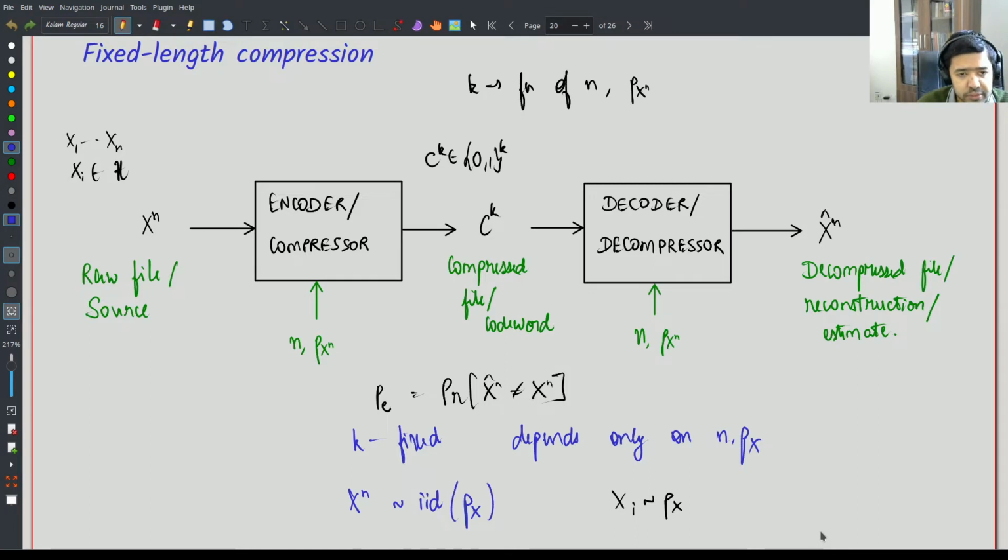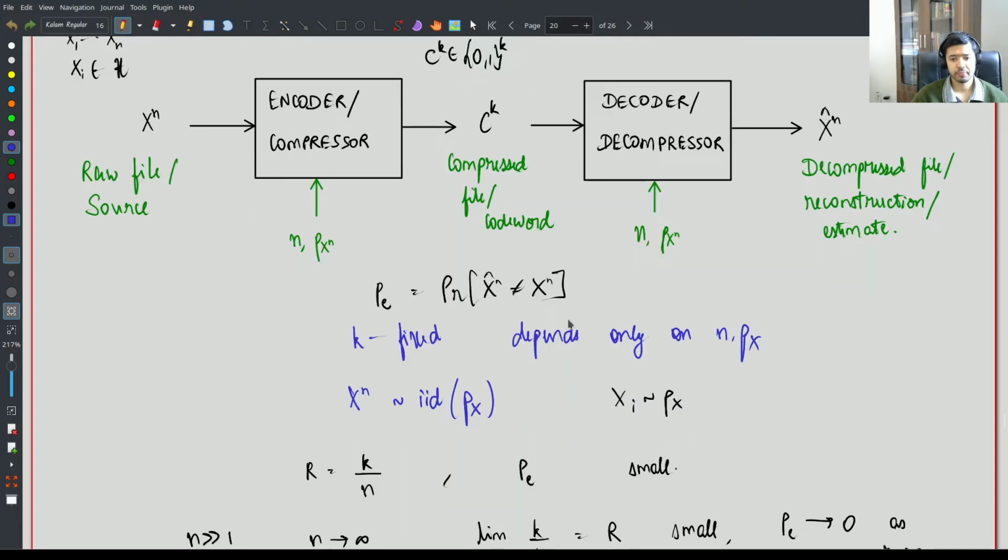Right, so in the previous class, we were talking about fixed length compression of IID sources. In particular, we focused on the case where Xn was an IID Bernoulli P sequence. The goal is to compress Xn into a fixed length sequence Ck, such that we can also construct a decoder or a decompressor which can recover back Xn from Ck with high probability.